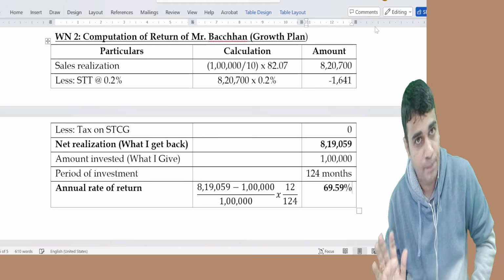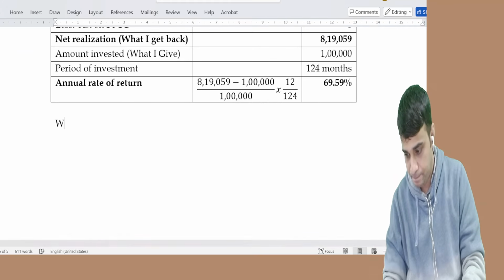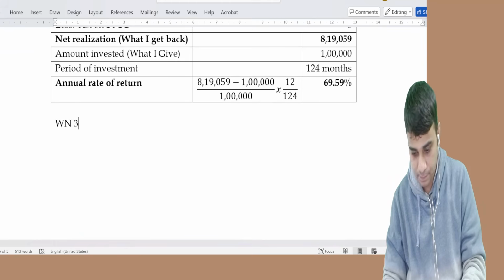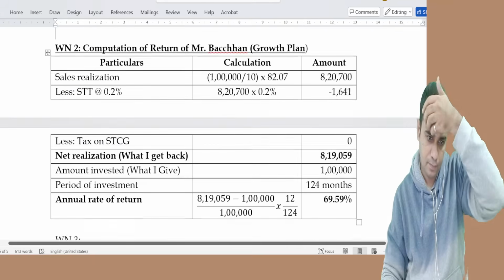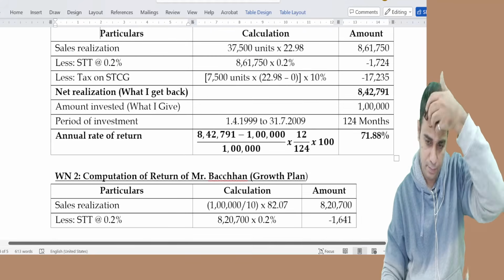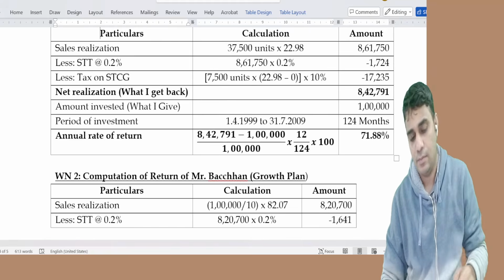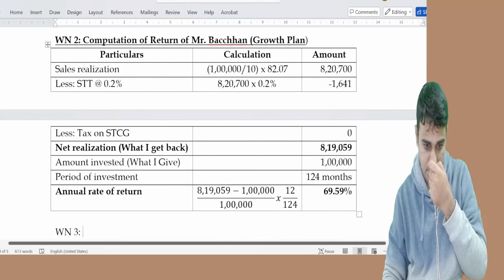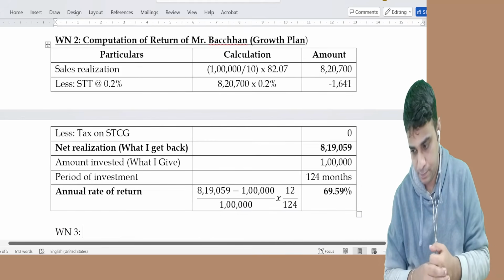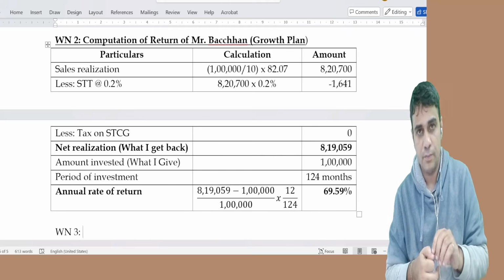Can we proceed? Any doubts in this? Working note 3. Sir, one small doubt. In working note one, we considered the cost of bonus shares as zero. But actually, when the bonus is paid out, the share price gets split between the number of shares, and the quantity of shares increases. Doesn't the share still have a cost, sir?